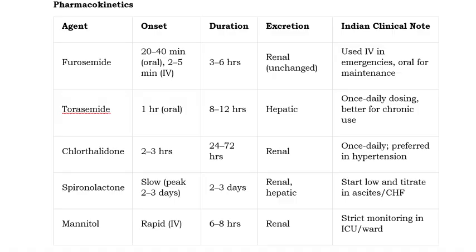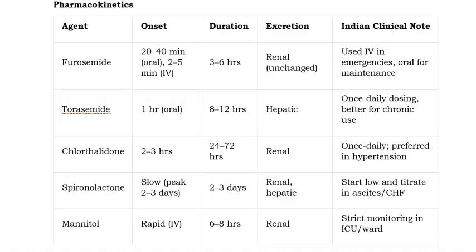Makes sense. Let's also touch on spironolactone, Aldactone, given its role in ascites. Spironolactone is quite slow to start. You might not see its full effect for 2 to 3 days. Its effects also tend to last for a couple of days after stopping it. It's eliminated through both the kidneys and the liver. A crucial Indian clinical point.